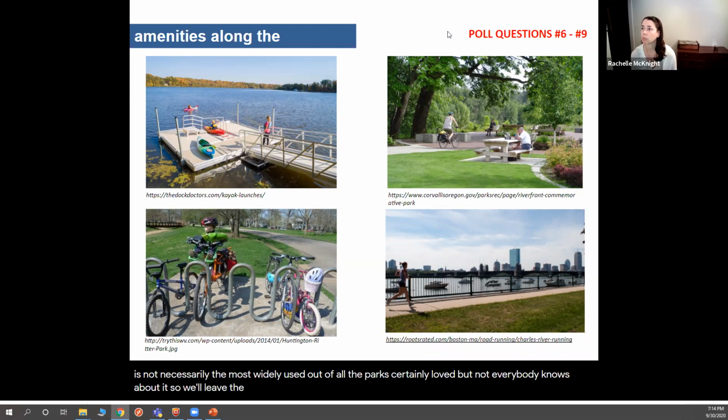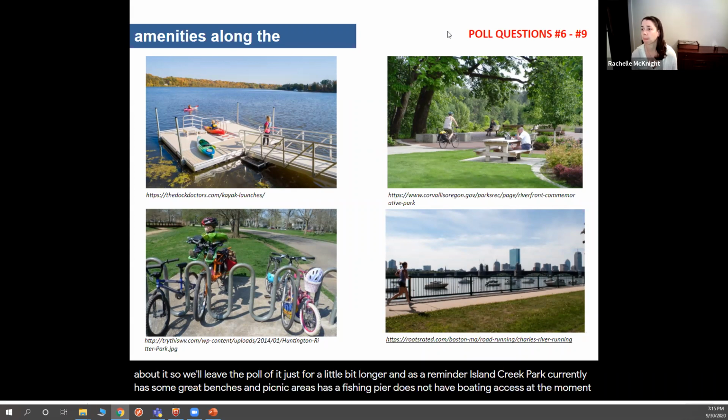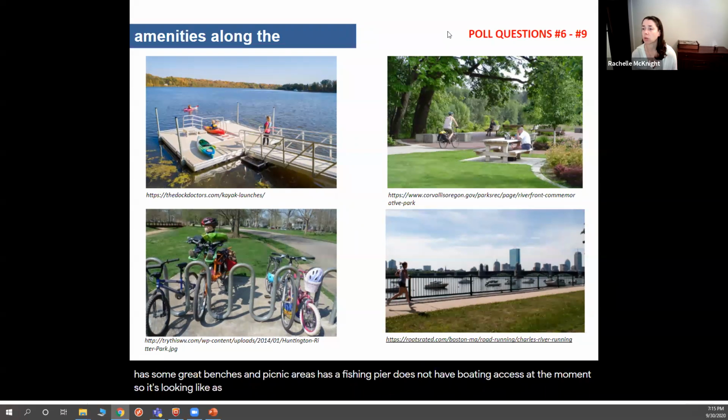So we'll leave the poll open just for a little bit longer. And as a reminder, Island Creek Park currently has some great benches and picnic areas. It has a fishing pier, does not have boating access at the moment. And so it's looking like, as a whole, that people are interested in bicycling access, which is great. They've got the wonderful South End connector, but right now there is not a connection point. I don't think that there are bike racks at Island Creek Park at the moment either, so people probably would use the park a lot more if there was biking access, so that's a great response.